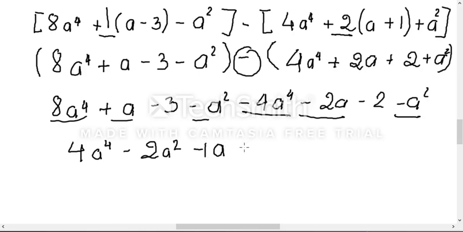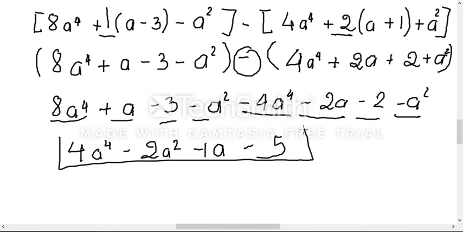And right now you don't have to write the 1, but it's not incorrect to do it. So negative 3 minus 2 will leave us a negative 5, and I think that would be the simplified answer in this case.